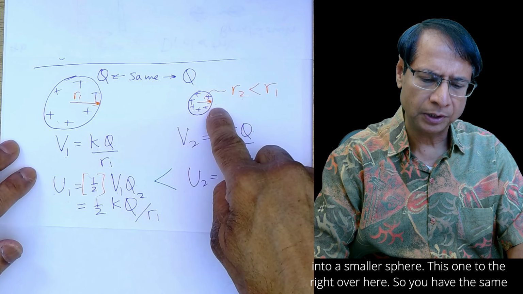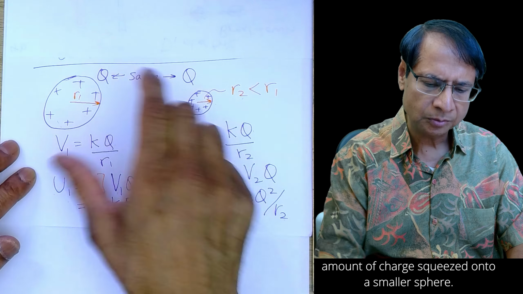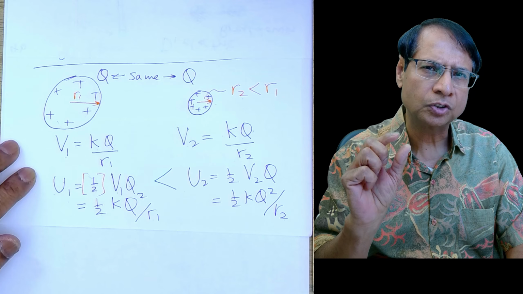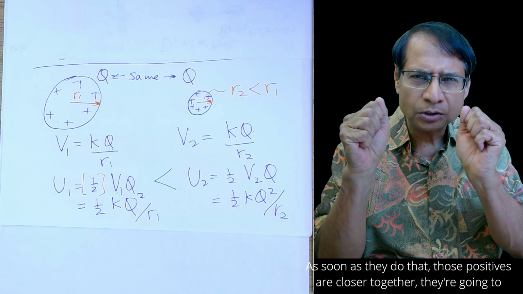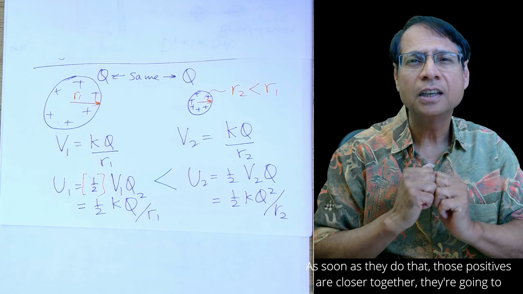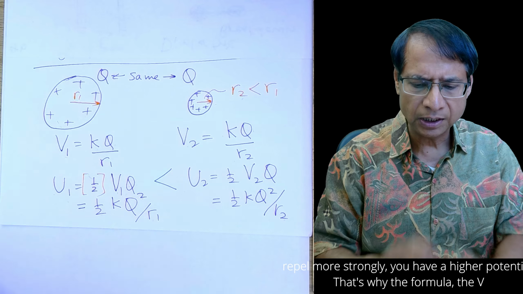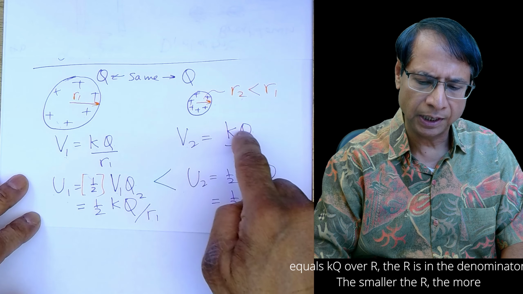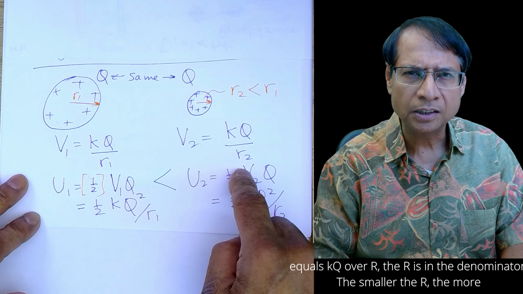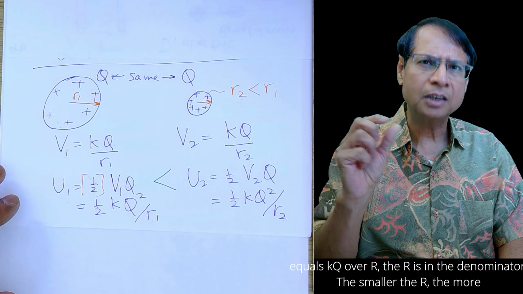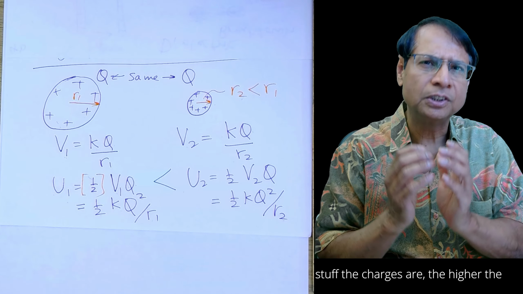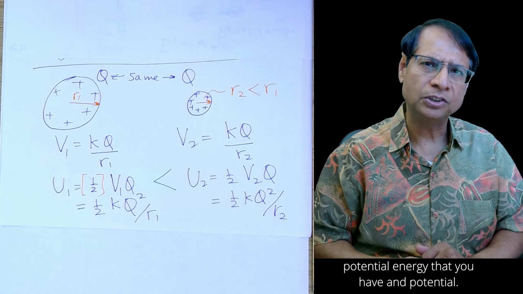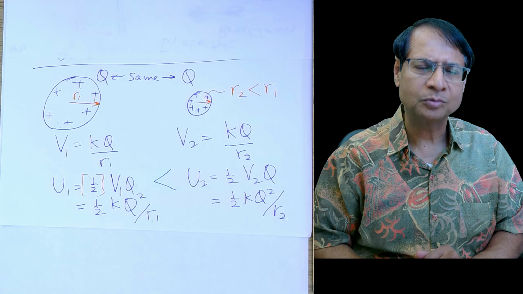This one to the right over here. You have the same amount of charge squeezed onto a smaller sphere. As soon as you do that, those positives are closer together. They're going to repel more strongly. You have a higher potential. That's why in the formula V equals kq over r, the r is in the denominator. The smaller the r, the closer the charges are, and the higher the potential energy and potential.